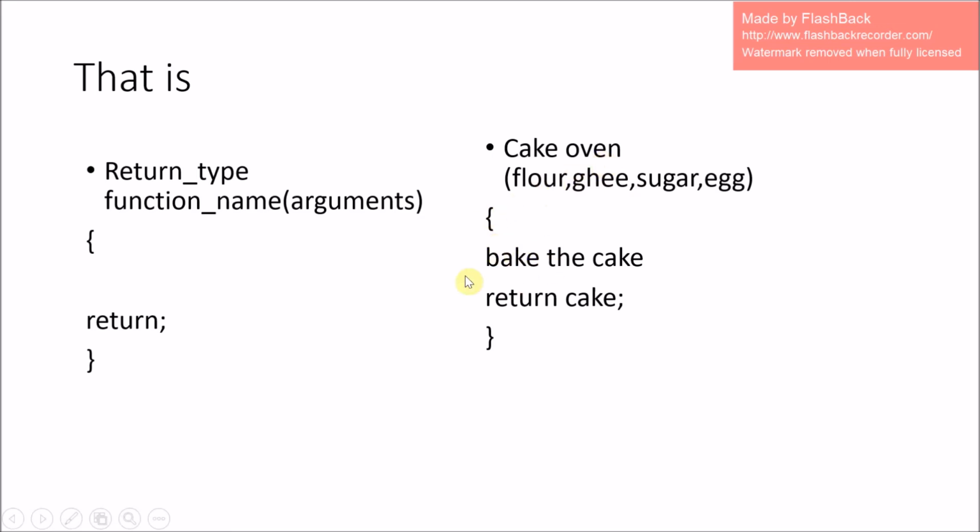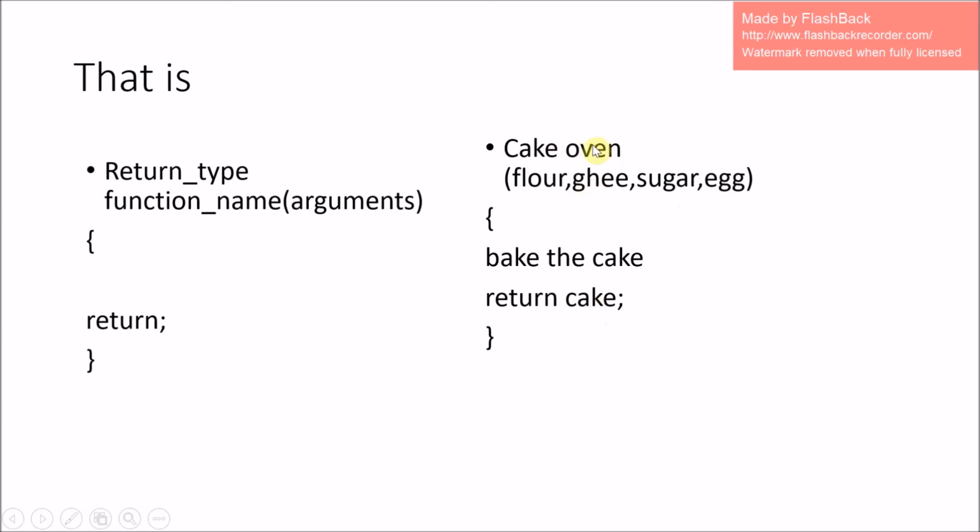Inside that, the function body is like bake the cake, where the cake inside the oven is made using the arguments flour, ghee, sugar, and egg. Finally, the return statement gives the output cake to the customer. So whenever we call this function by passing the arguments flour, ghee, sugar, and egg, it will return us a cake.